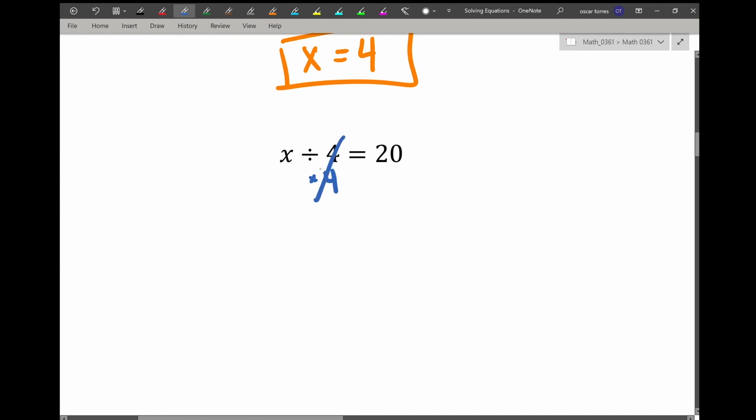But if we multiply the left side by 4, we need to multiply the right side by 4 as well. So on the left-hand side, they cancel out because they're opposites. And on the right-hand side, we're left with 20 times 4, which is 80.